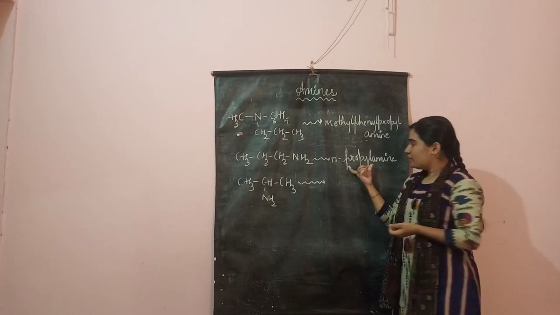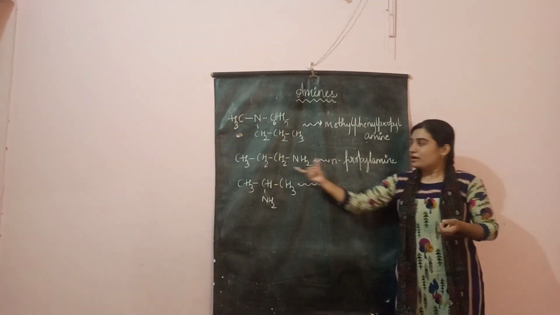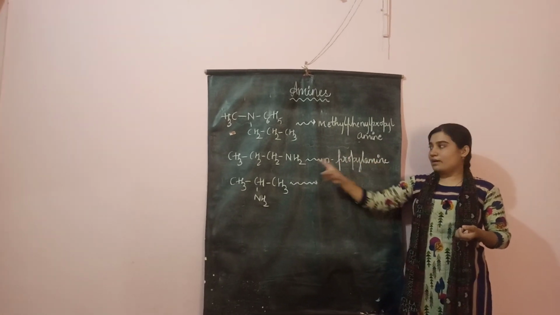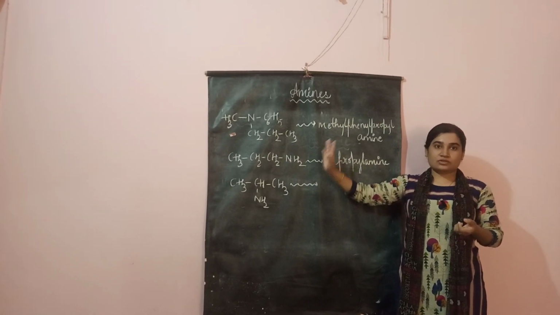So what is the name? Propyl amine, that is known. But if it is in a straight chain, then the prefix N will be written. N propyl amine will be the name. In the closed system, this is to be remembered.